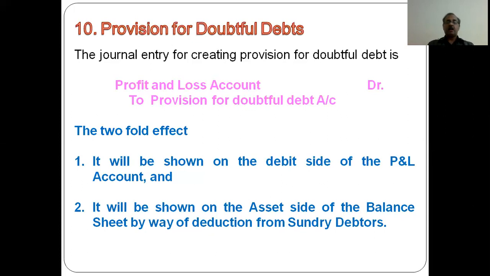So always remember that whenever we prepare the balance sheet, we show only good debt in the outer column for sundry debtors. That is why bad debt or provision for doubtful debt will be deducted from sundry debtors on the asset side of the balance sheet, and the outer column shows only good debt. So this is a twofold effect. Provision for doubtful debt will be shown on the debit side of the P&L account. And second, it will be shown on the asset side of the balance sheet by way of deduction from sundry debtors.